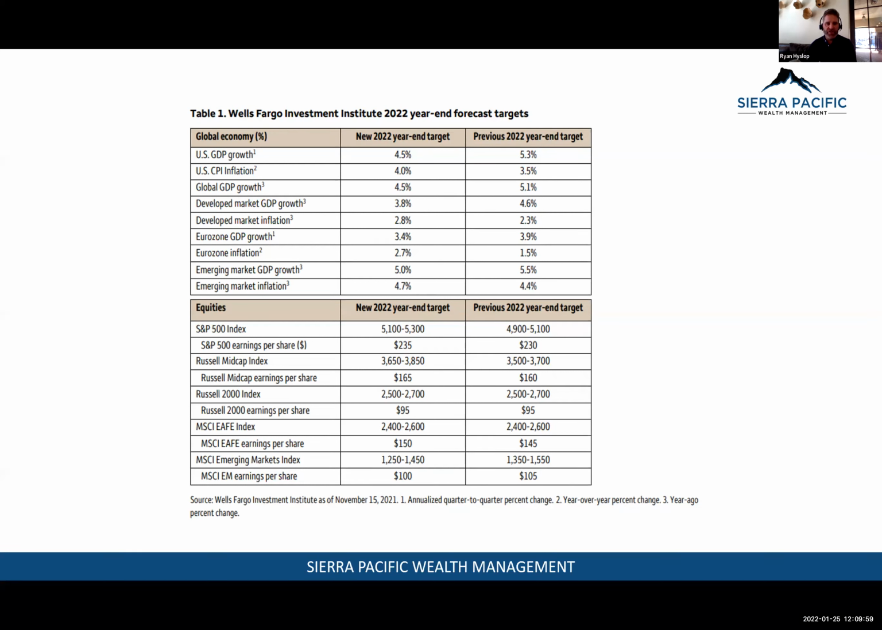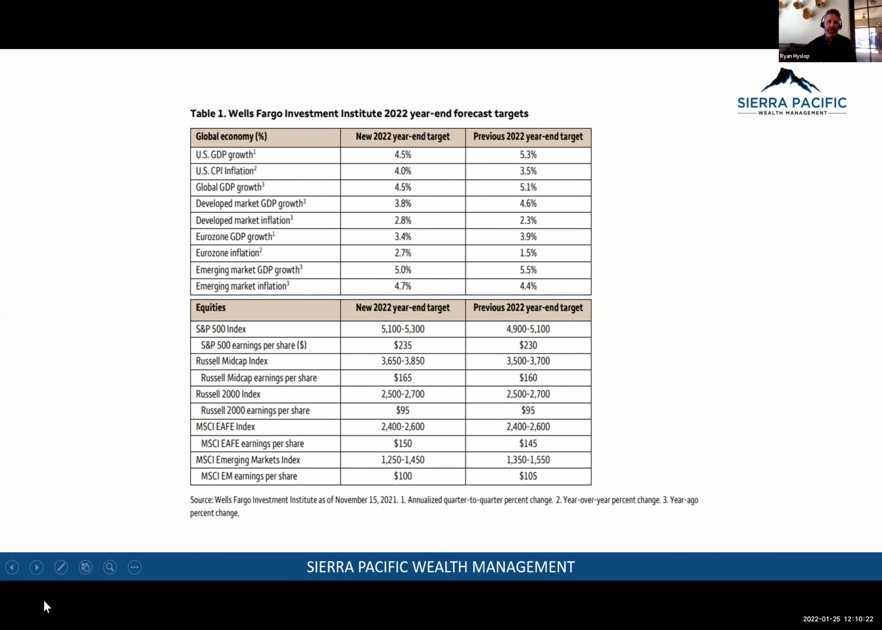So as a reminder, I wanted to put this chart up here because these are our end of the year targets for the end of this year. You could see there in the S&P 500 index, we're targeting between 5,100 and 5,300, right at the end of December of 2022. If that pans out, or even let's take the low side of that, that's a pretty healthy return. That's nearly a 20% return from where we are right now in the S&P 500.